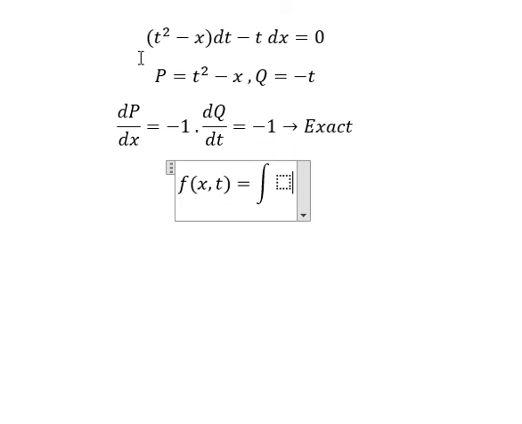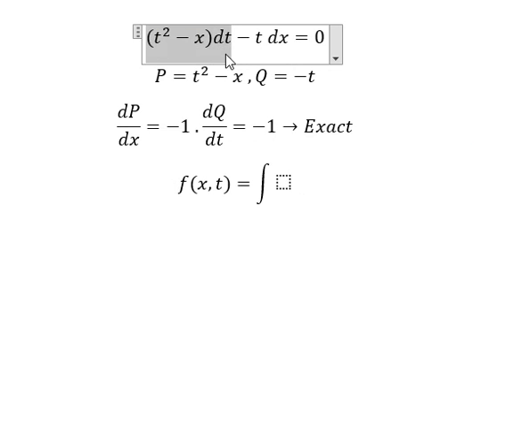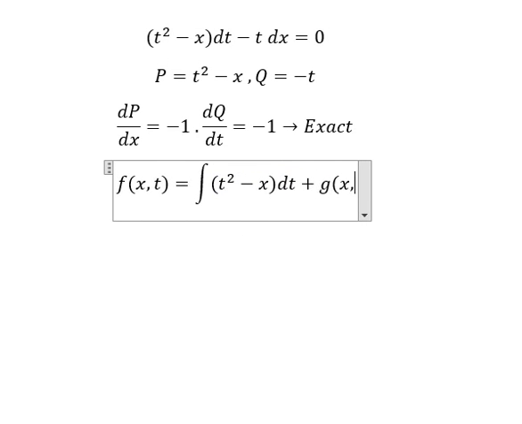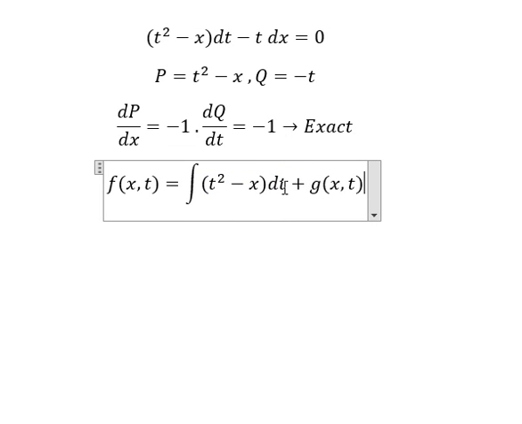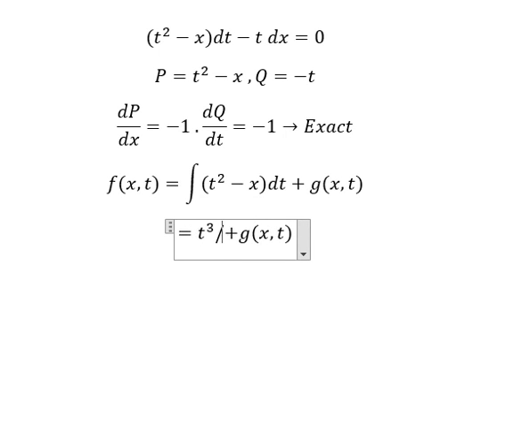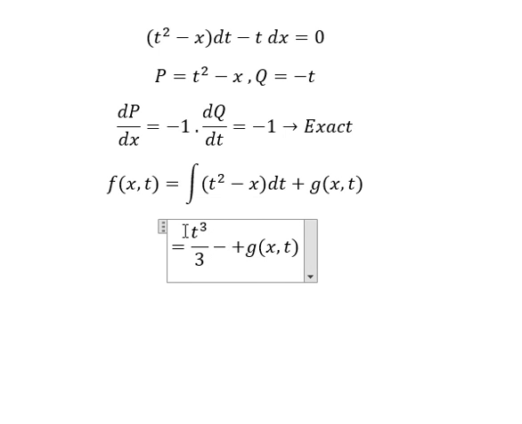So I will select this one. The integration of t square, we have t to the power of 3 over 3. The next one is st.